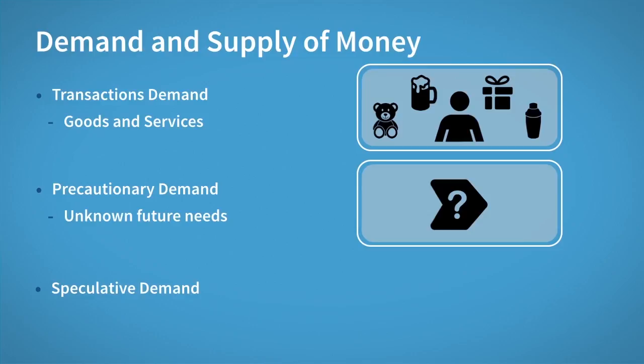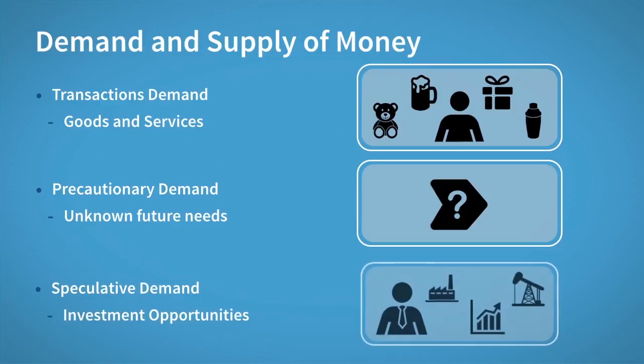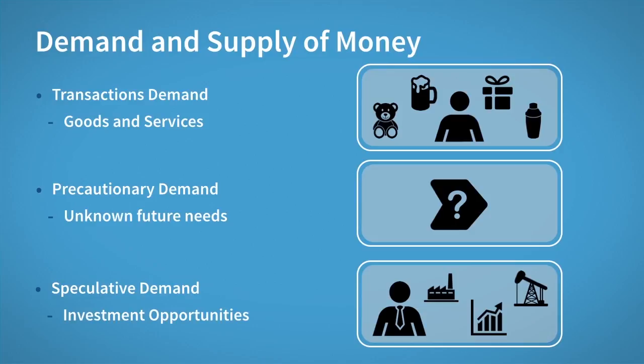Finally, then we have speculative demand. This demand for money is higher when current investment returns are lower, and there is an expectation that future returns will be higher. When current investment returns are high, this demand will be low because people will already have their money invested and won't be interested in holding cash balances.